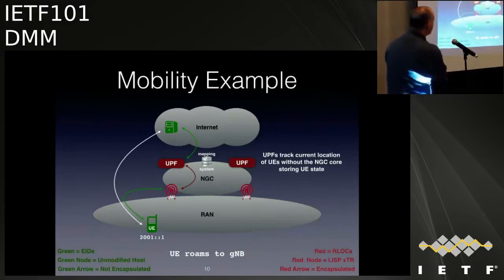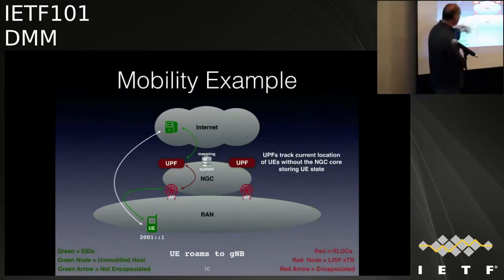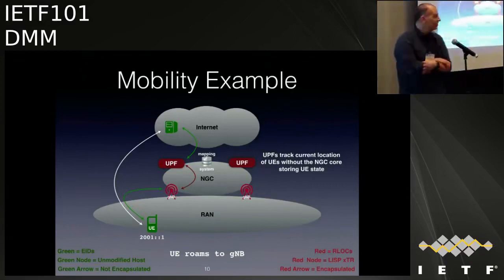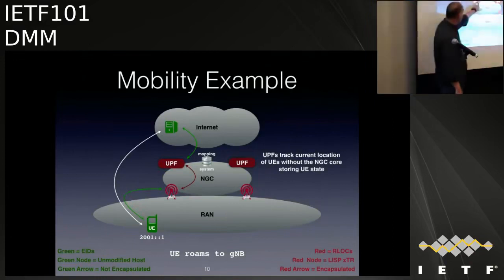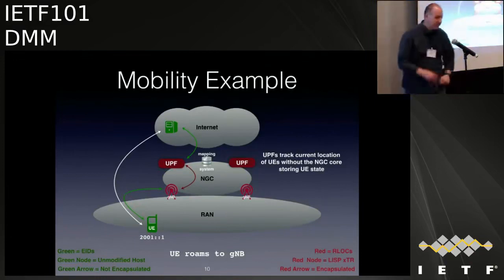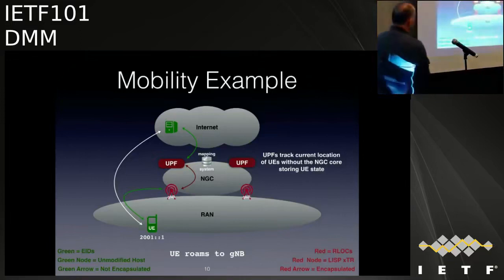Okay, this is going to show you the mobility case. What we're showing here is that the UE is talking to a server, and the UE is going to move over to the next G-node B. As we showed before, we just do the encapsulation here, and then decapsulate and send it to the server. Go ahead, tap it.